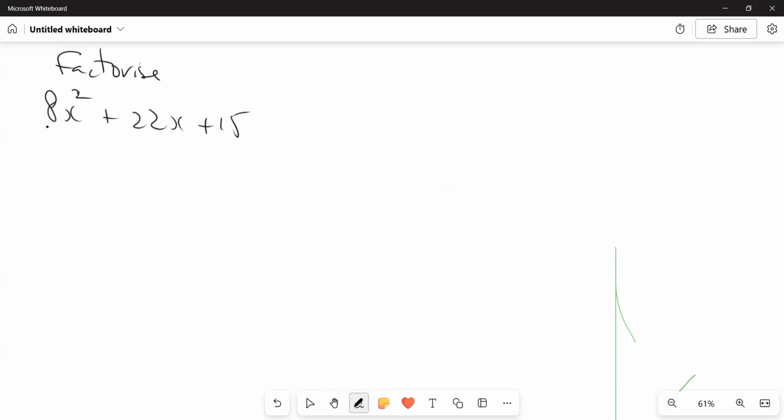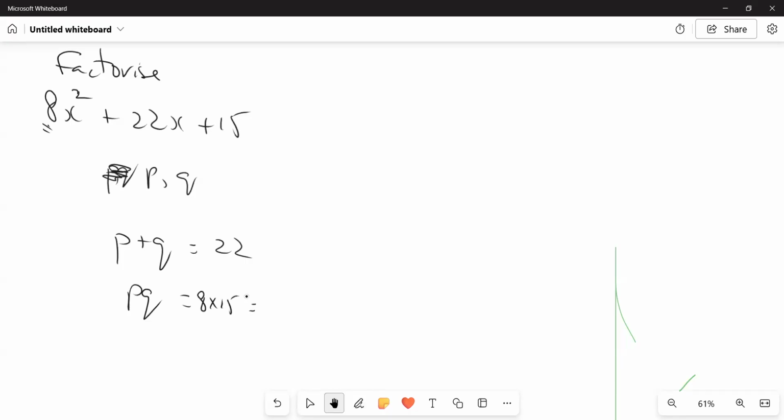When you see there's a number other than 1 there, your two numbers P and Q must add up to give you the 22, but they must multiply to give you not just 22, but 8 multiplied by 15. They must multiply to give you 8 multiplied by 15, which is what? That's a big number. Why did I choose such a big number?